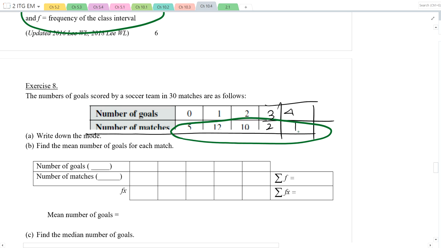There are 30 matches. Out of these 30 matches, how many matches did they score 0? 5. Good. How many matches did they score 3 goals? 2. So everybody can read this table easily. Okay.